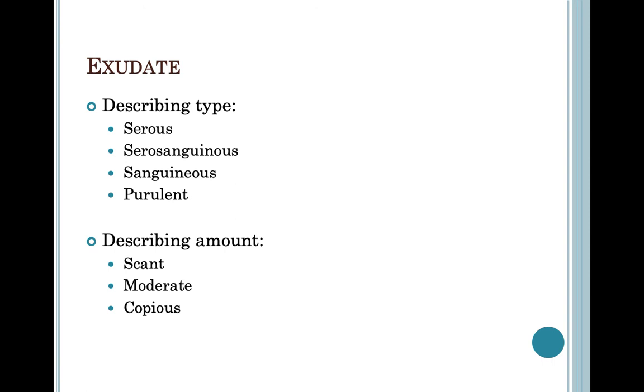Copious amounts of exudate might often be seen in things like venous insufficiency ulcers, where there's lots of fluid congestion in the affected limb, and that fluid is coming out through the surface of the skin as well as the surface of the wound. And so you see a lot of clear, serous exudate, and that needs to be absorbed so that the surrounding skin does not become macerated.